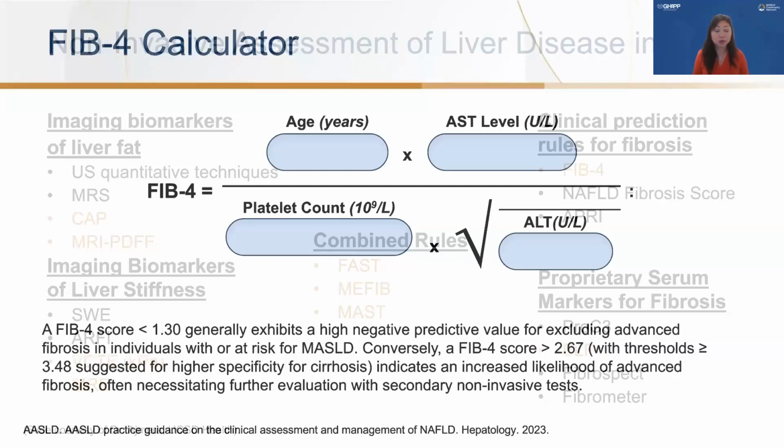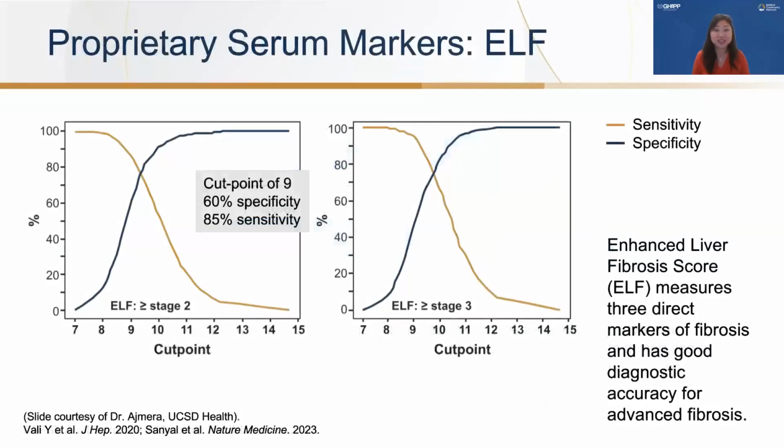And so if your score is less than 1.3, this means that the patient has low risk for advanced fibrosis. FIB-4 has a high negative predictive value, meaning that it's a good screening tool to exclude advanced fibrosis in individuals with or at risk for MASLD. Now, if your FIB-4 is greater than 2.67, this indicates that this patient is at risk for advanced fibrosis, and therefore you would need additional NITs to assess the patient, or refer to your local GI or hepatology office.